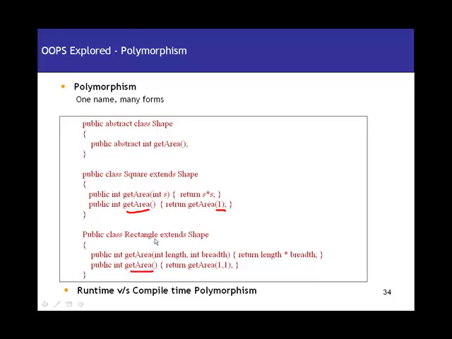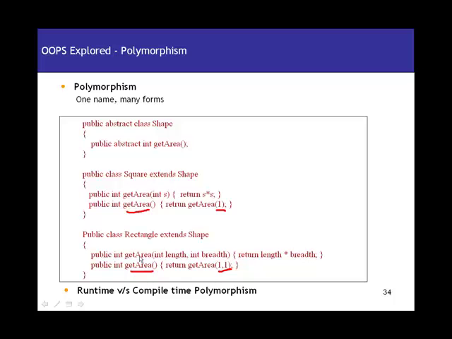Right. Similarly for rectangle, the getArea implementation calls the getArea method, which takes 2 arguments, the length and the breadth, and I'm again defaulting the length and breadth to 1 and 1, and it returns the area as length into breadth. Right. So if you have a look here, I've got the same method named getArea, but I've got so many different implementations for the method getArea. So I've got only one getArea name, but I've got 5 different implementations and forms of the getArea method. Right? So this is nothing but polymorphism.